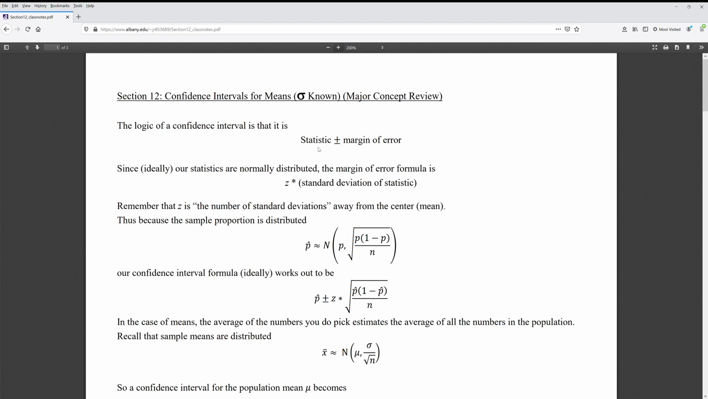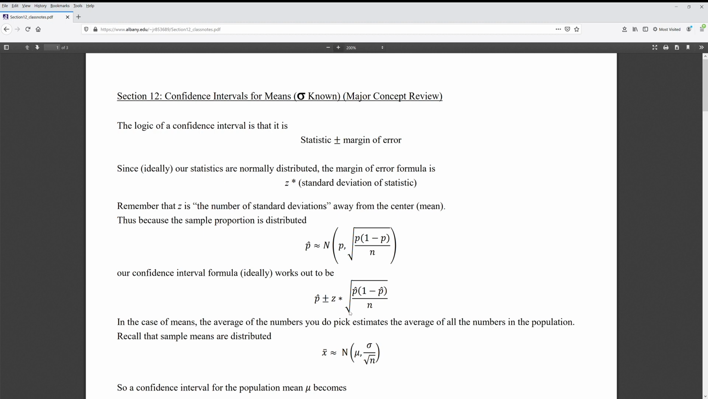And if something is normally distributed, then we're talking about a number of z's, which is the number of standard deviations. What's standard deviation? The standard deviation of the thing in question, the statistic's standard deviation. Hence the logic of how our confidence interval formula worked. It was statistic, p hat, plus or minus z, times standard deviation of statistic.